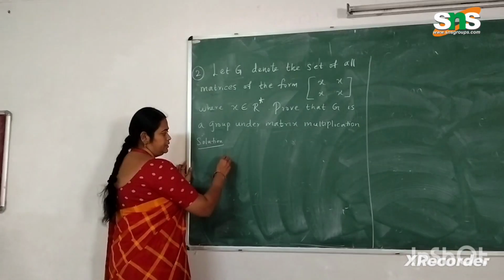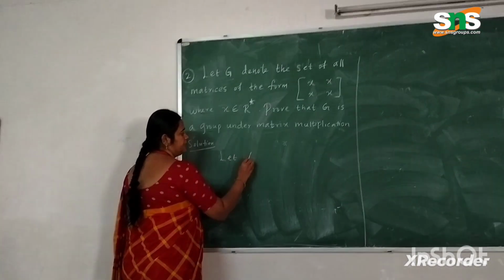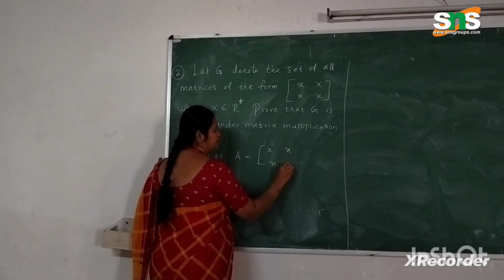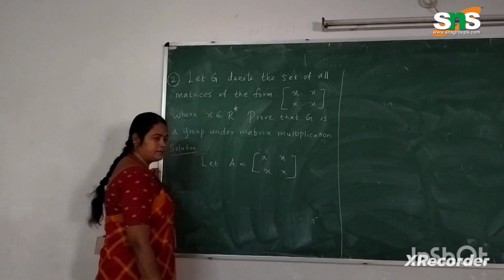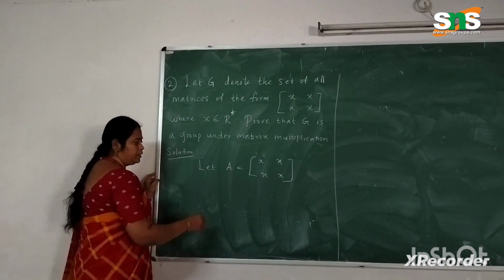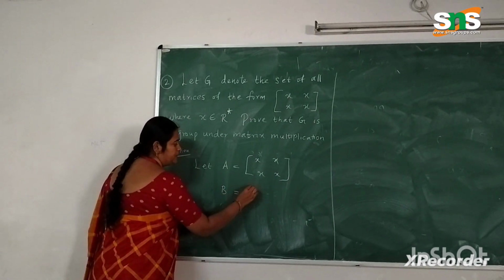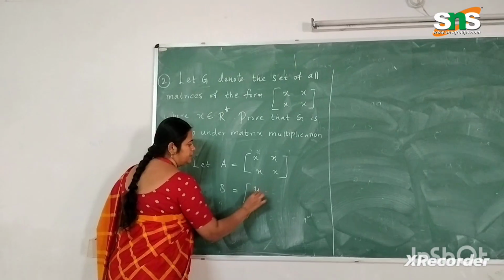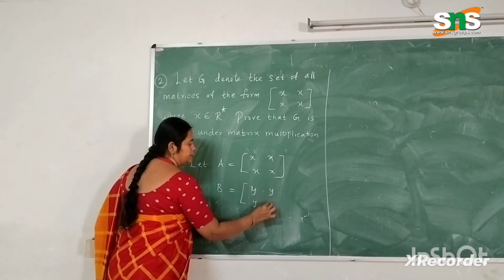So what is given? Let A be a 2 by 2 matrix [x x; x x], where x belongs to R star. Here I am going to take one more element B. So B is equal to [y y; y y].